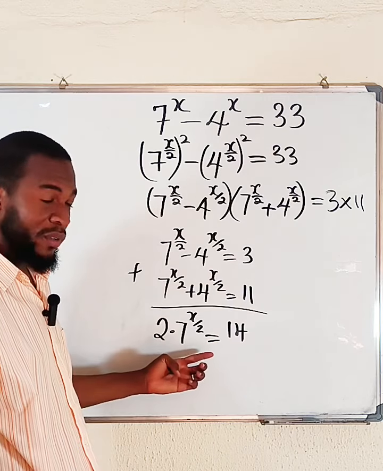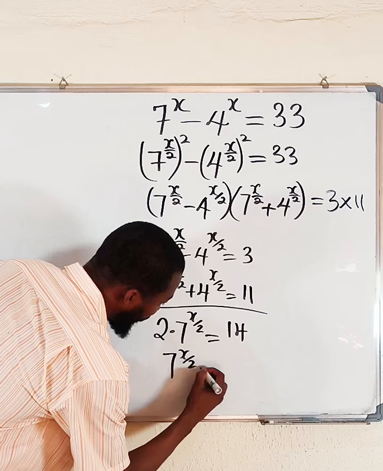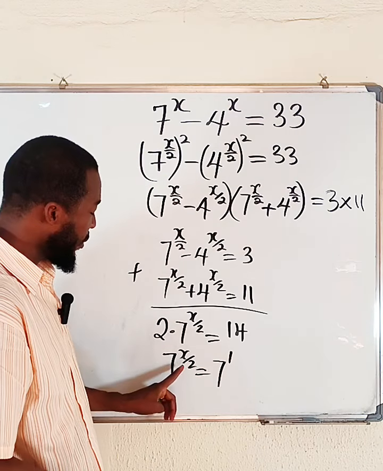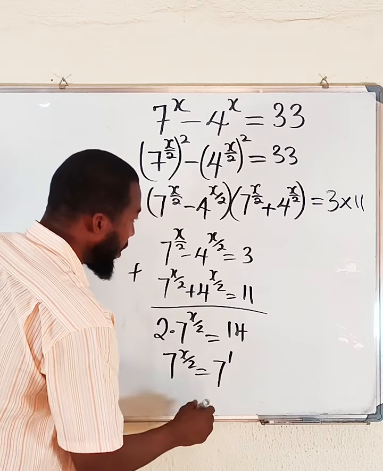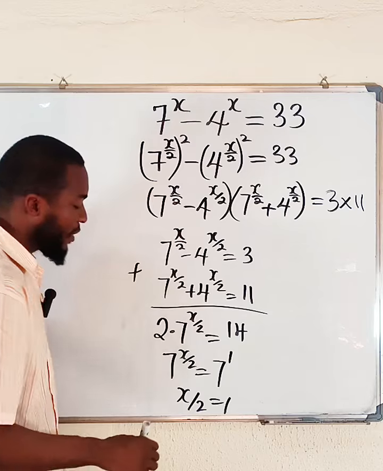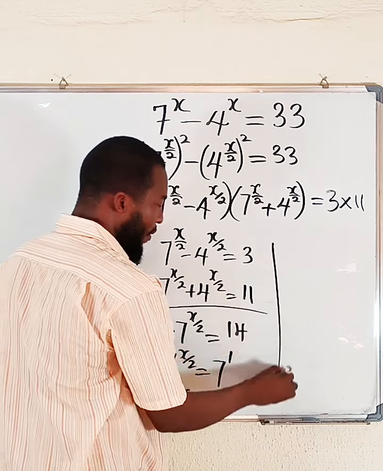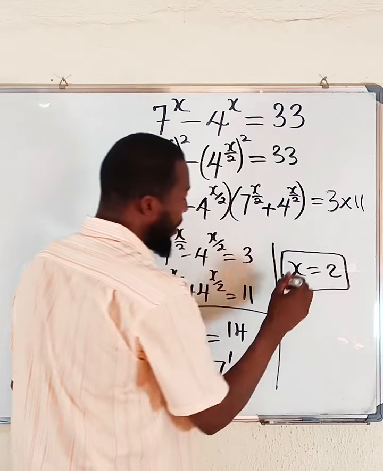And if you divide both sides by 2, we have 7 to the power of x divided by 2 equals 7. And 7 can be raised to the power of 1, which implies that x divided by 2 is equal to 1. If x divided by 2 is equal to 1, it implies that x equals 2 by multiplying both sides by 2. Therefore, x equals 2 is our valid solution.